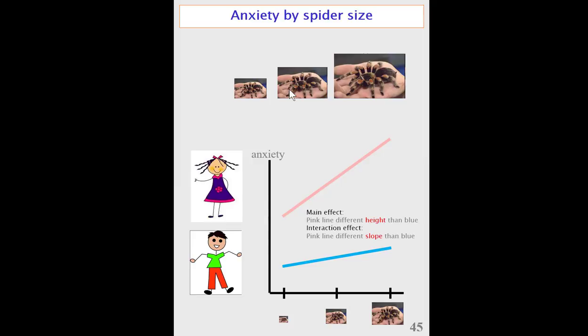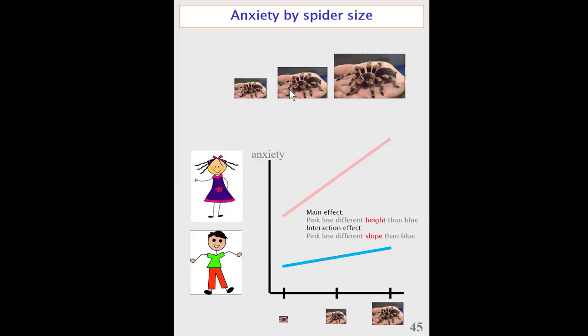The interaction effect is that the effect of the size of the spider is not the same for boys as it is for girls. You see this by the difference in the slope. So that different slope over there tells you that the effect of the size of the spider is not the same for females as it is for males, just graphically.